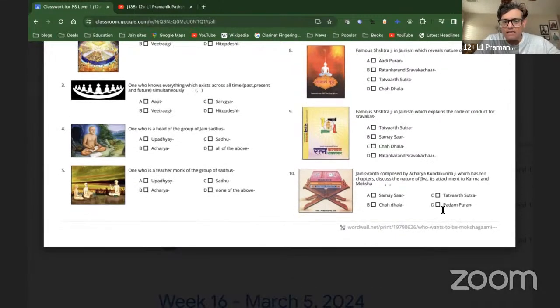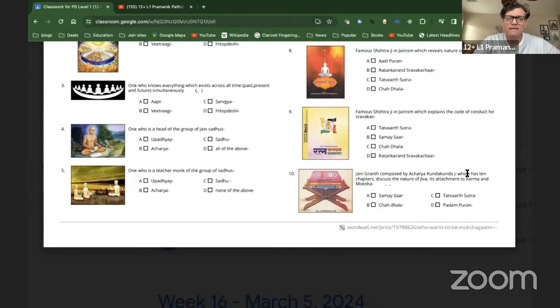Okay. Last question on this topic. A Jain Granth composed by Acharya Kund, which has 10 chapters and discusses the nature of Jeev, its attachment to karma and moksha. So it is a Shastra of Karananuyog, right? One of the classifications. Most important, the Shastra was composed by Acharya Kund. Very important Shastra for us, for Jains.